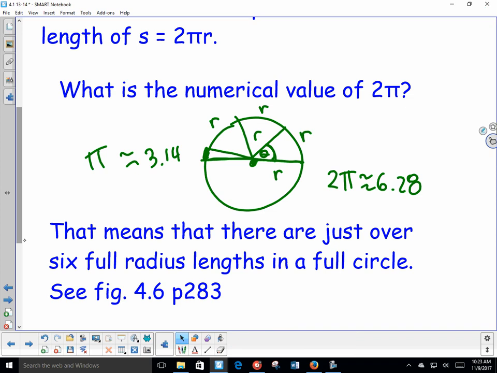All right, see figure 4.6 on page 283. They did a nice job on that picture on page 283 to show what's going on.